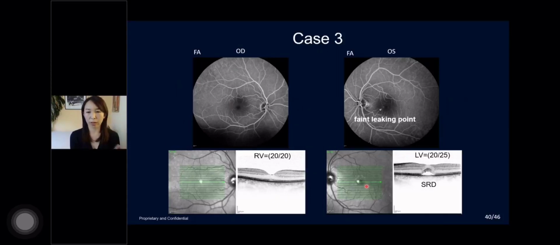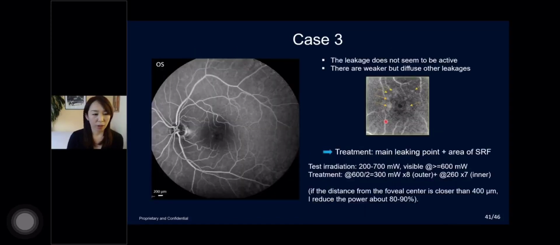So, right eye looks very good. Left eye: we can see a very typical subserous retinal detachment in the middle. And fluorescence angiography shows a very faint leaking point. It's not typical; usually it's a little stronger, but this is very faint. If I look more carefully, the leakage doesn't seem to be so active.